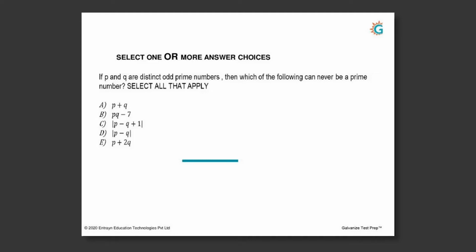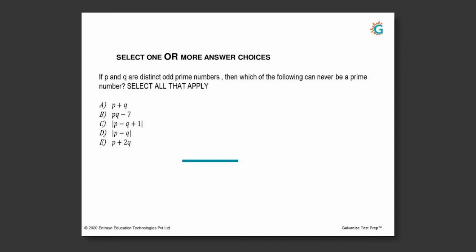A, B, and D. Shreyas. Abhilash says A and D. Prakash says A and D. Radhika says A and B. A, B, D, A, C, E. Akash says A and B. Time up. Time up.